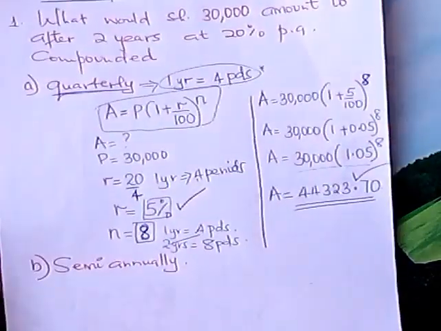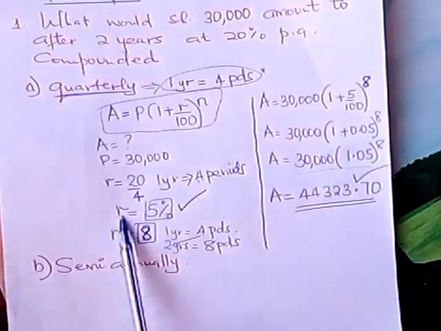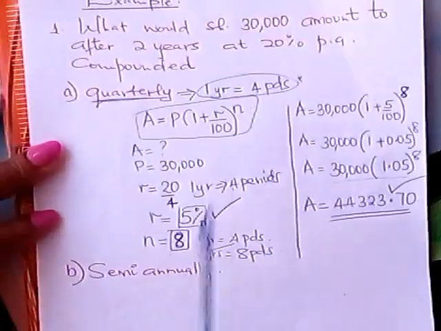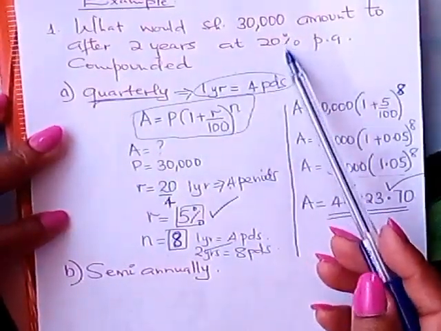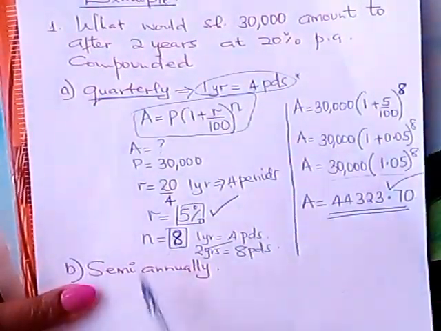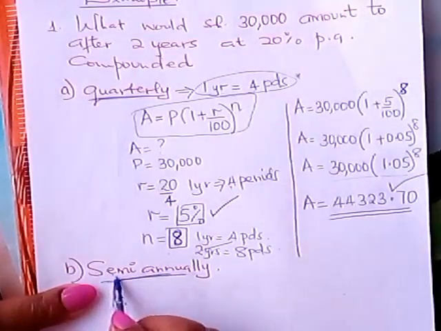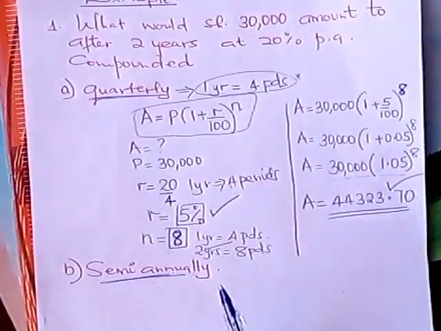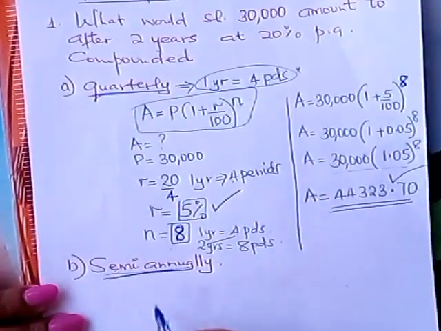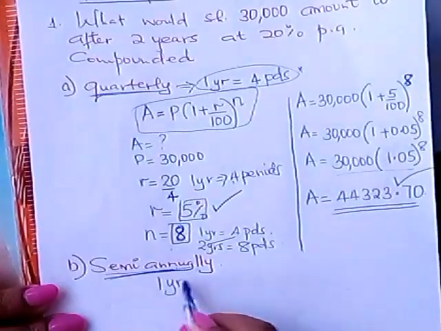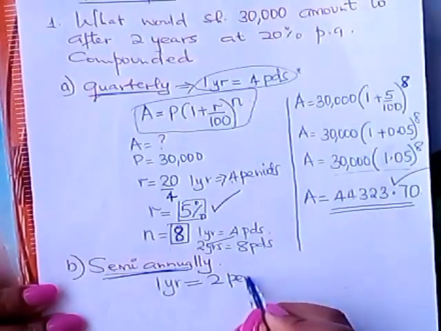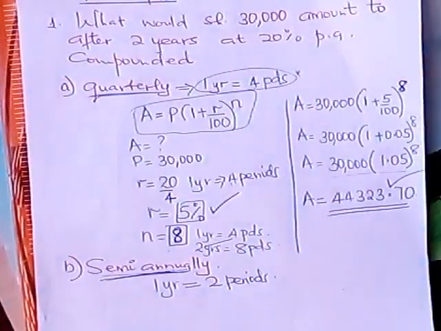I hope you've understood. The tricky part is this, to do with the new rate and the N. Look at this. Suppose we were told that it was compounded semi-annually. Here it was quarterly. Semi means a half. When you hear of compounded semi-annually, it means that 1 year is divided into 2 equal parts, which we call periods. So in this case, 1 year is equal to 2 periods.